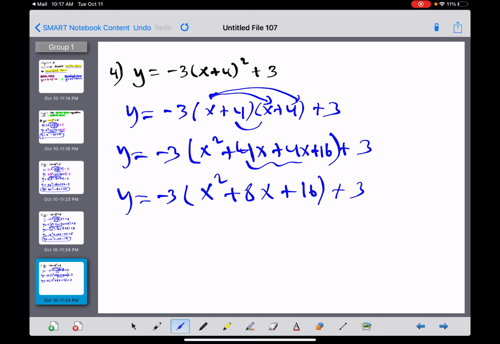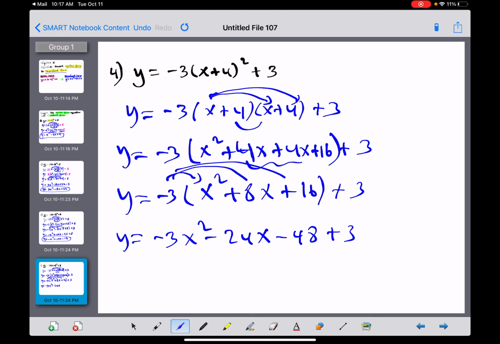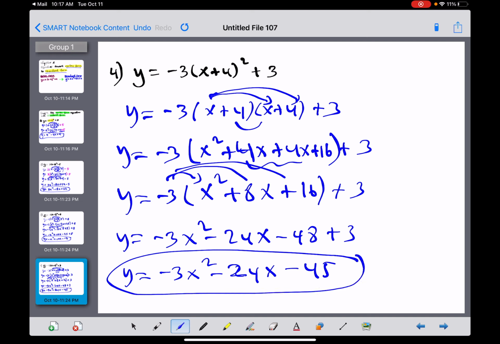Now we're going to bring in the negative 3, multiply it out. So we get negative 3x squared minus 24x minus 48. And then bring down the positive 3. So right here is going to be negative 3x squared minus 24x minus 45. And voila, that is our standard form right there, guys.